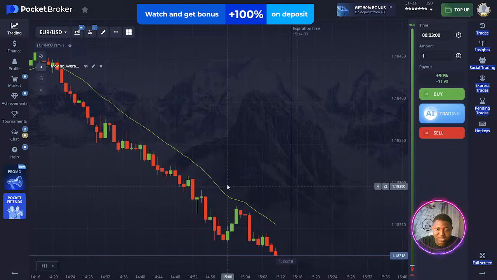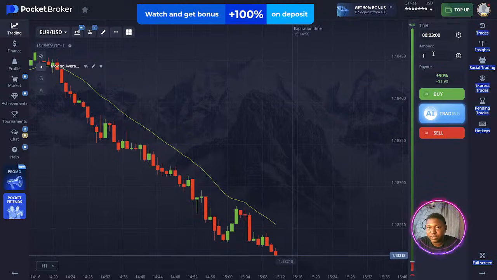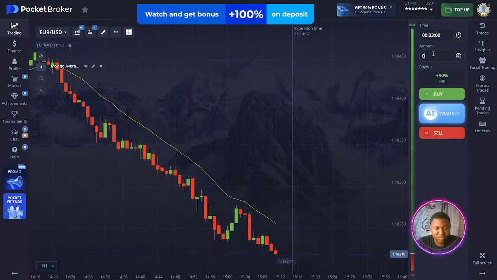So let's wait for this candle to close. If this candle closes red, we are entering a sell. So let's wait for this 1 minute candle to close. It closes red, we are going with a sell of $10.